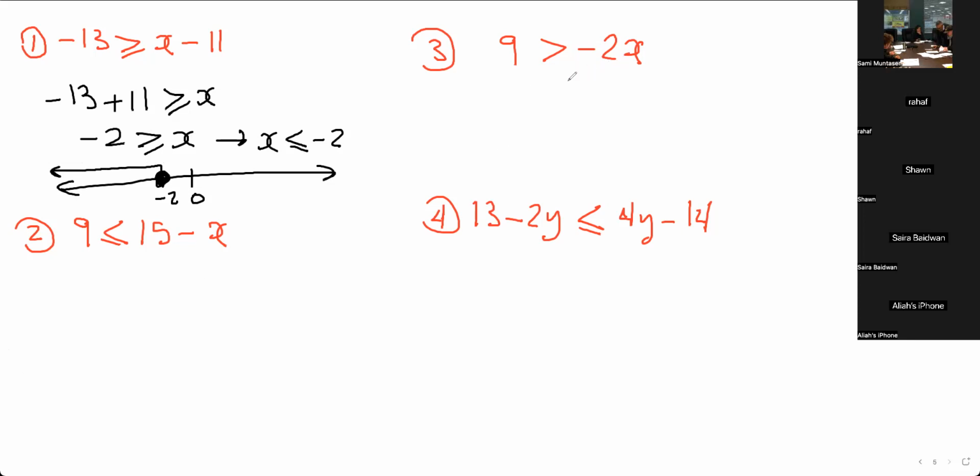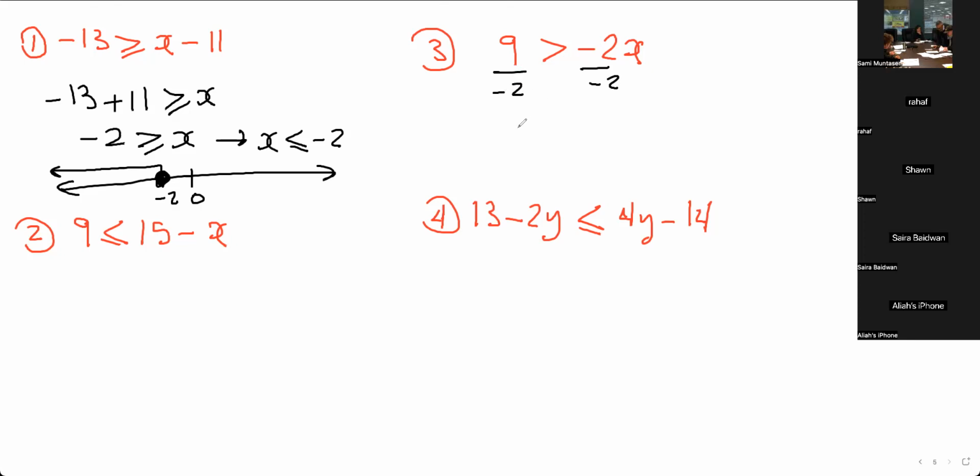Number 2, again, algebra. Just think of this as if this was an equal sign. I said the inequality sign is the same as an equal sign when you're doing algebra. So what do we do to solve for x or isolate the x? All I need to do is just divide both sides by negative 2.